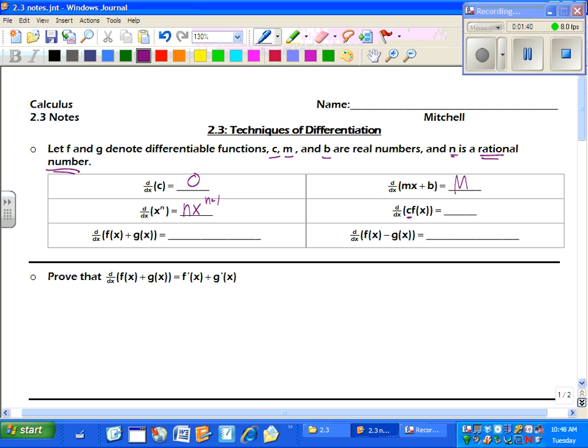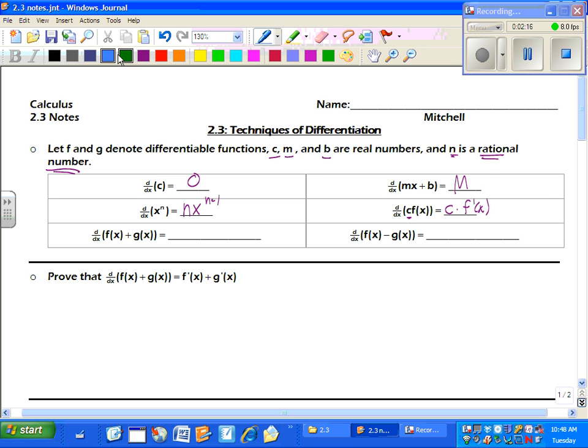How about if we have a constant in front of a function? What's that, Mario? Not 0. What if that constant wasn't there? We would just write the derivative of f of x, right? The constant just gets multiplied by the derivative. Basically, the constant just stays out in front. So we have c times the derivative of f of x. So we dealt with that before.